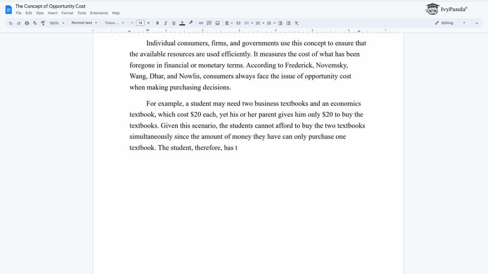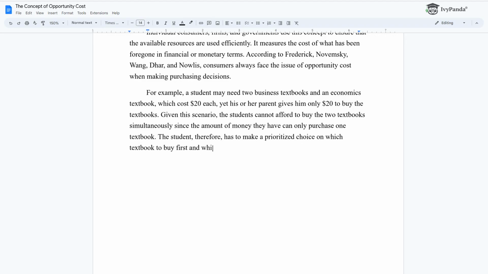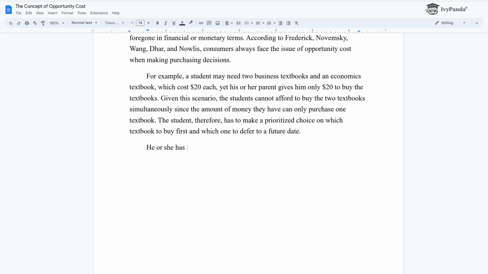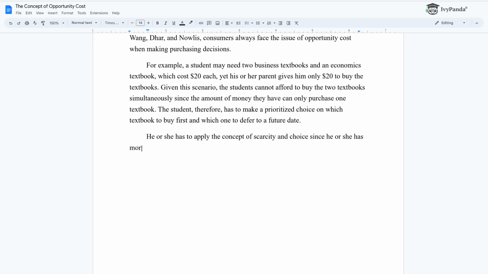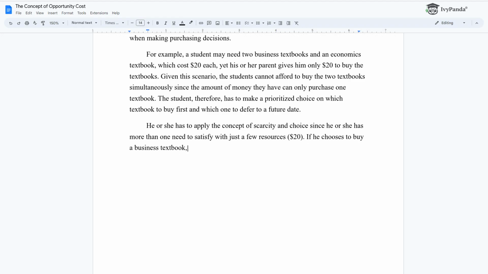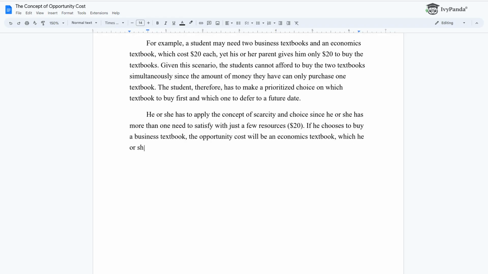The student, therefore, has to make a prioritized choice on which textbook to buy first and which one to defer to a future date. He or she has to apply the concept of scarcity and choice since he or she has more than one need to satisfy with just a few resources, $20. If he chooses to buy a business textbook, the opportunity cost will be an economics textbook, which he or she will do without for the time being.